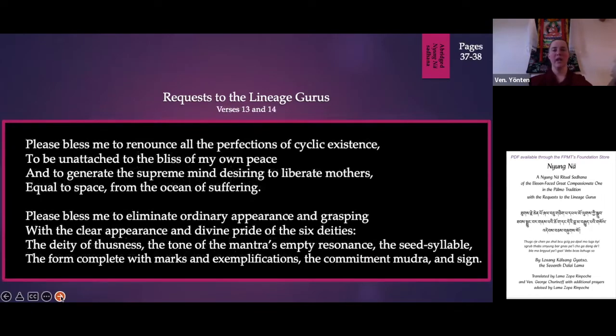Please bless me to renounce all the perfections of cyclic existence, to be unattached to the bliss of my own peace, and to generate the supreme mind desiring to liberate mothers equal to space from the ocean of suffering. Please bless me to eliminate ordinary appearance and grasping with the clear appearance and divine pride of the six deities: the deity of thusness, the tone of the mantra's empty resonance, the seed syllable, the form complete with marks and exemplifications, the commitment mudra and sign.